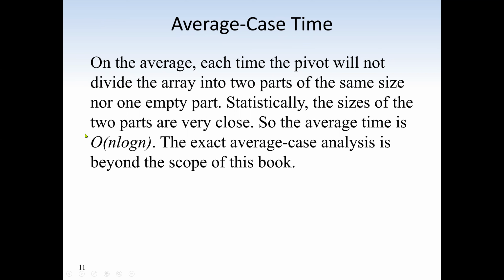Now with the average case, each time the pivot would not divide the array into two parts of the same size, nor one empty part. Here we can say statistically, the sizes of the two parts are very close. So the average time is n log n. Now the exact average case analysis is beyond the scope of this book or these lectures.